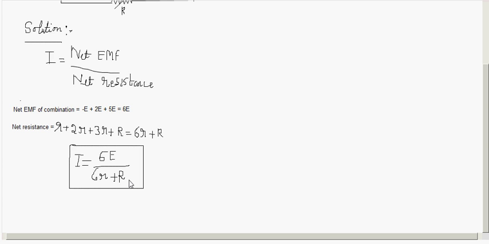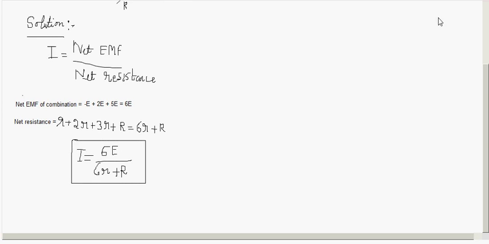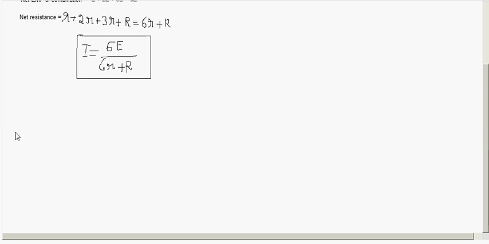Now take down another question. A cell of EMF E and internal resistance R is connected across a variable resistor R.